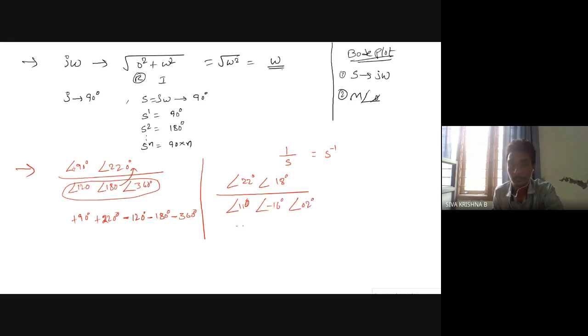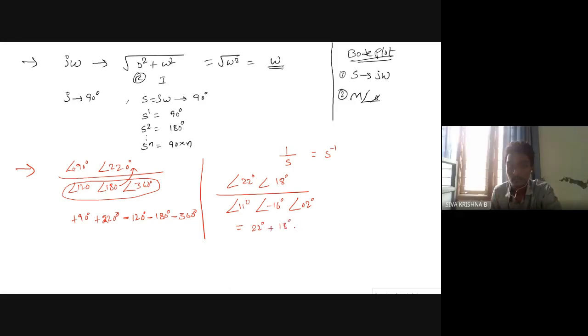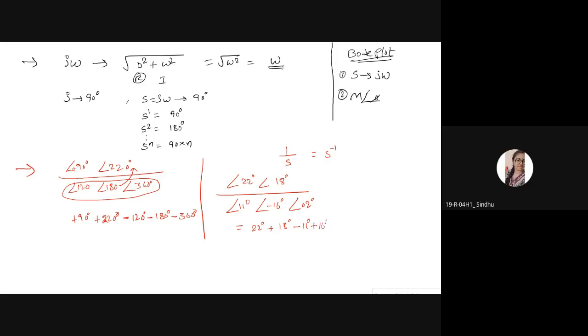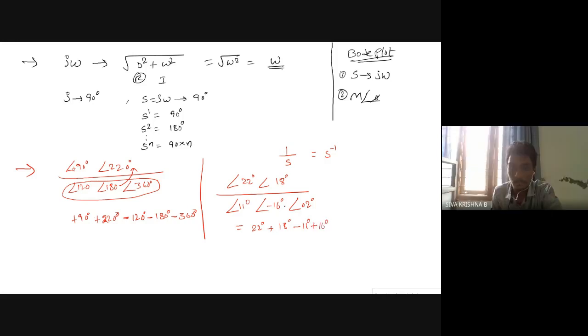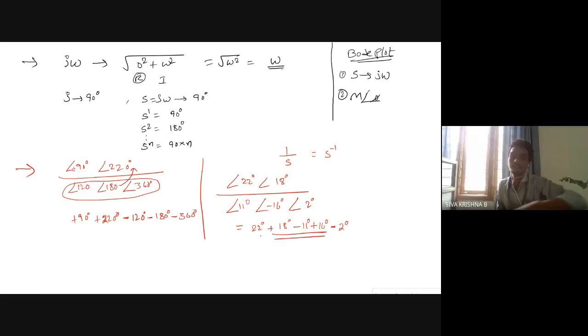Now what is it? Tell me. H1, respond for this. Sir, 22 degrees plus 18 degrees, okay, minus 11 degrees, okay, minus 60, plus 16 degrees. Yes, very good. Because here it is a negative part, so on coming upside it becomes opposite. Next, -2 degrees. Minus 2 degrees. So this is the way to write the angle.